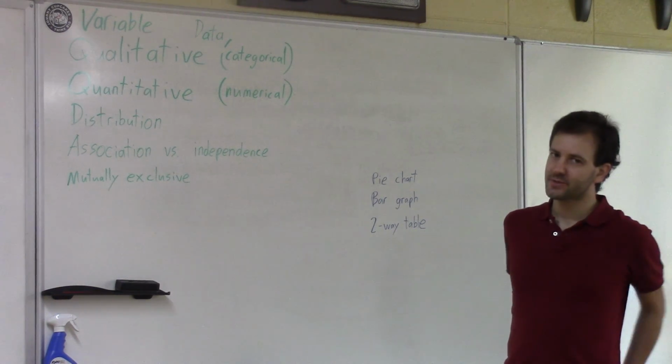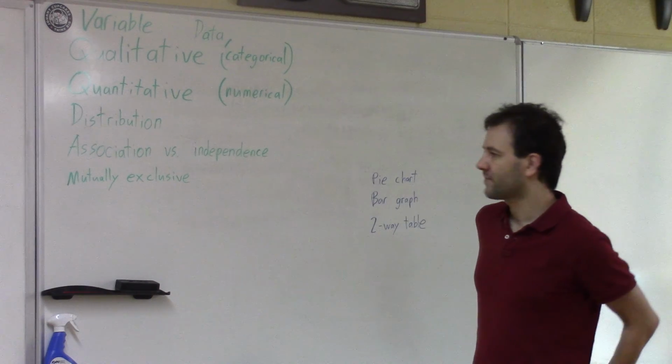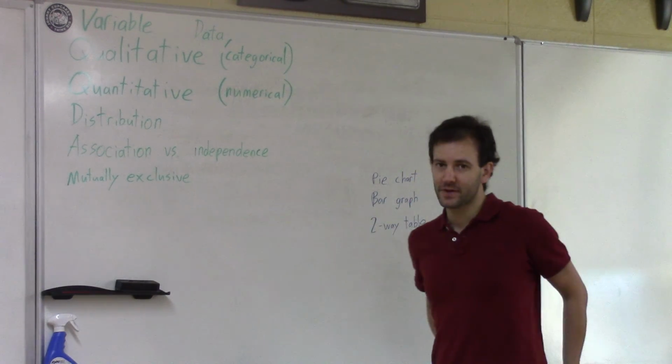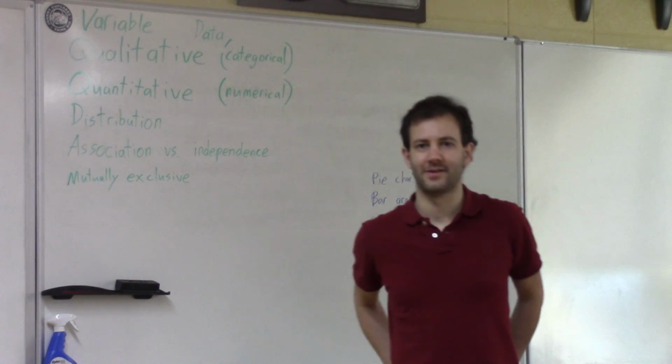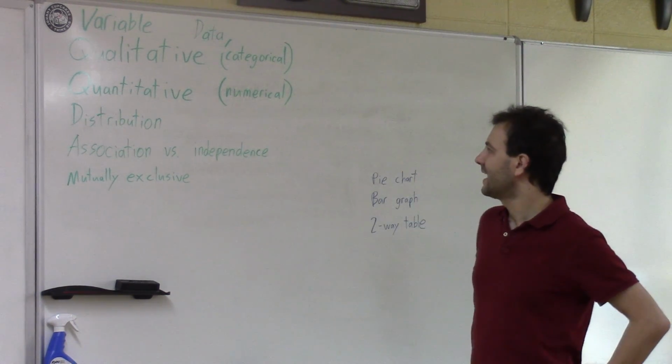That data can come in 2 sorts. It can be qualitative or quantitative. So for qualitative would be, what's your favorite food? For quantitative, it could be, what's your GPA? One is measured as a number, one is different categories, right?